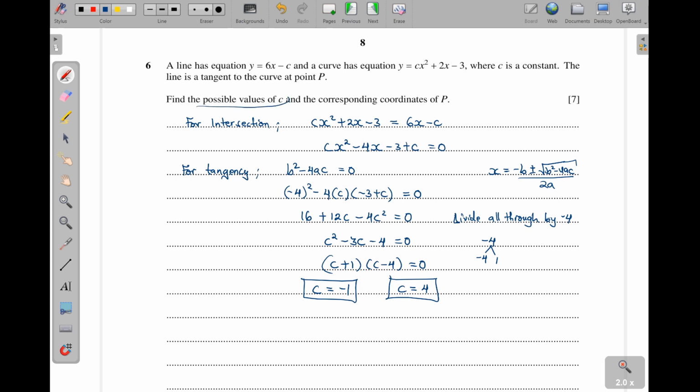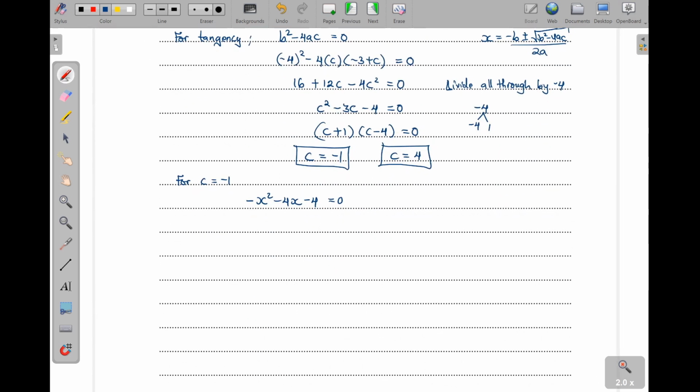Remember, they said find the possible values of c and the corresponding coordinates of P. So for c equal to negative 1, put it in this quadratic equation for the solution of these two. Now we shall have negative x squared, then minus 4x. Then when I put negative 1 here, this will be negative 4, which is equal to 0. I can divide all through by negative 1. That means we shall have x squared plus 4x plus 4, which is equal to 0.